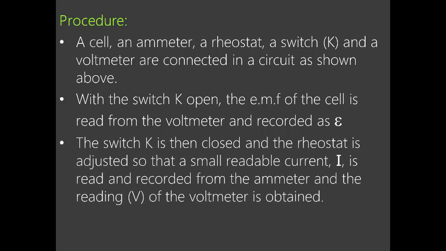The switch K is then closed and the rheostat is adjusted so that a small readable current I is read and recorded from the ammeter, and the reading V of the voltmeter is obtained. Now look at this. When you close the switch, the rheostat is adjusted so that you start with the smallest readable current, you record it from the ammeter, and then you also note the voltmeter reading.